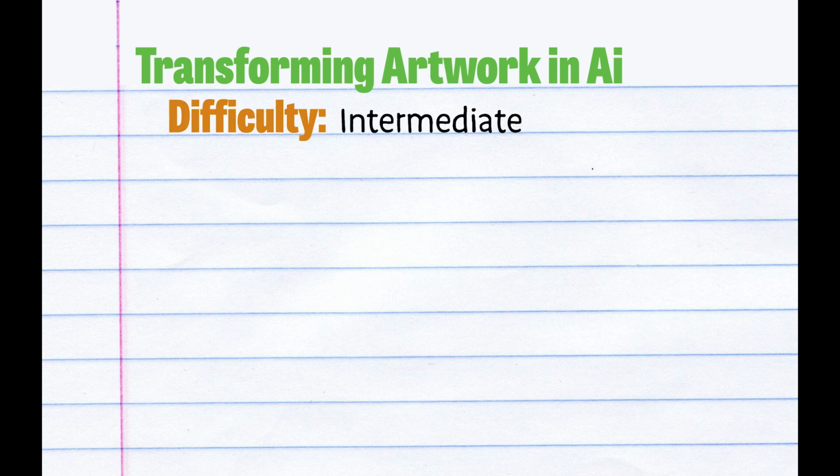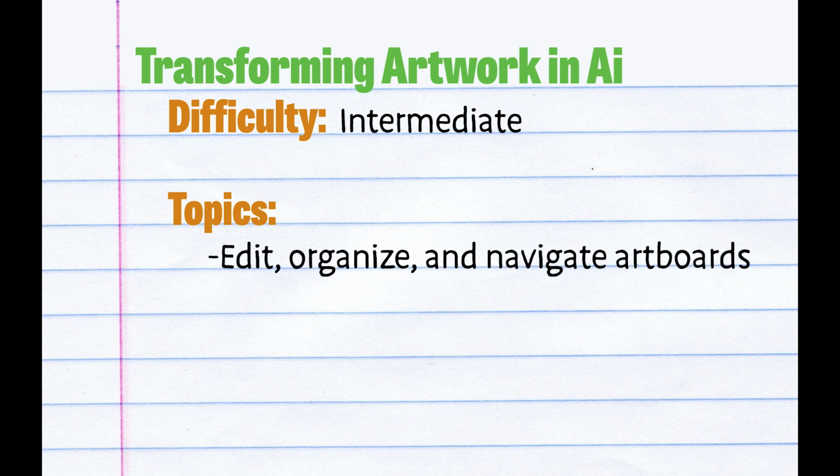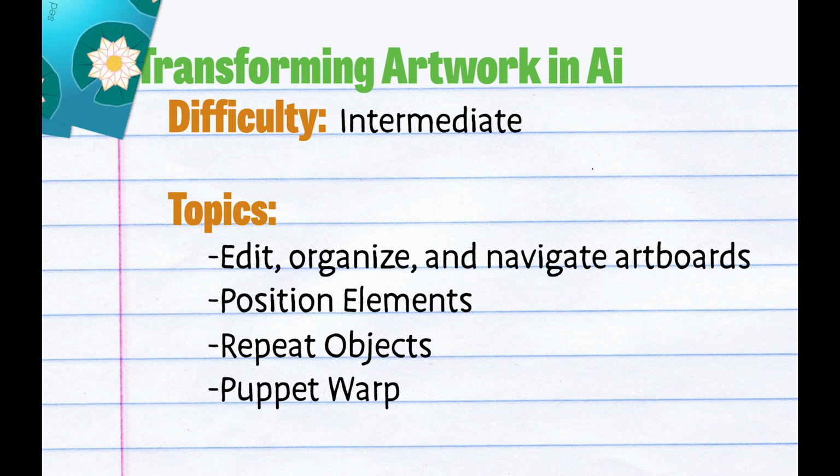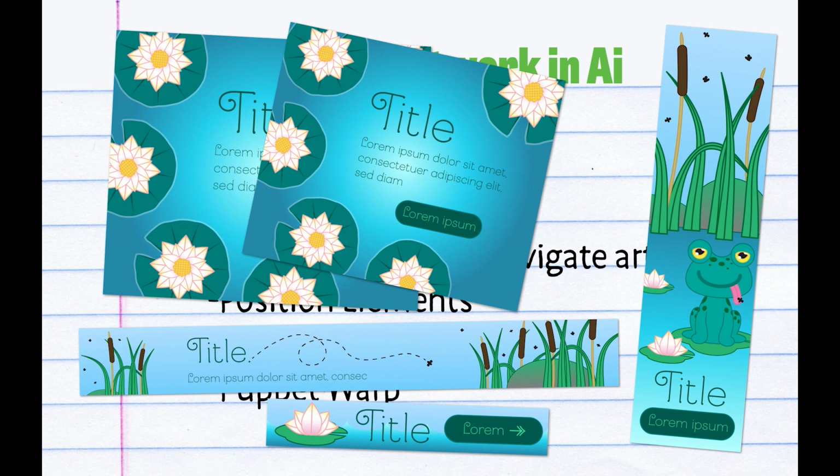Hiya folks. In this lesson, we'll be talking about transforming artwork in Illustrator. This means we'll talk about how to edit, organize, and navigate multiple artboards, the different ways you can position elements, how to easily create repeated objects, and how to work with the Puppet Warp tool. The project we'll be using these concepts on is a series of mock-ups for web ads.